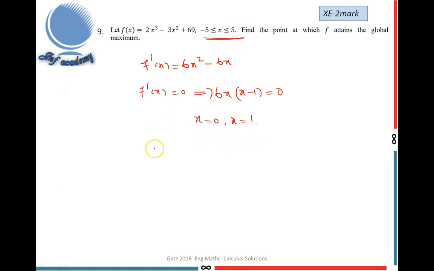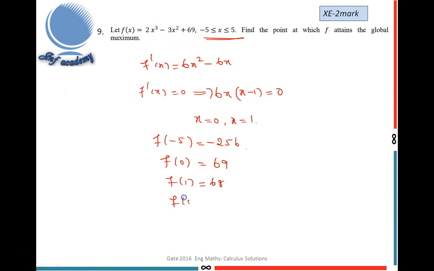Okay. Next I find the f values at the end points and critical points. F of minus 5, substitute in the equation f of x, I got minus 256. Next I substitute f of 0, I got 69. These two values are 0. Next f of 1, adding the coefficients, I got 68.